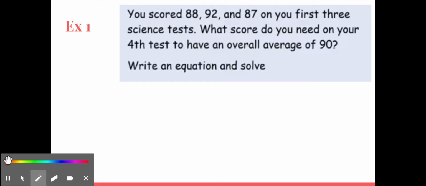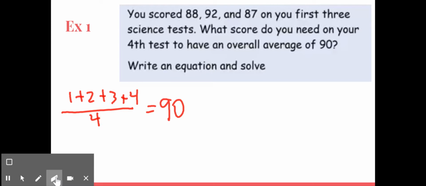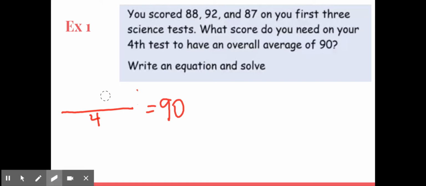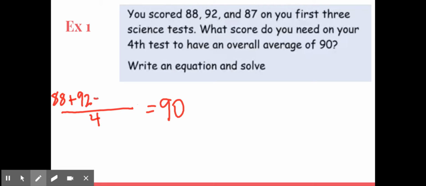So we are going to take all four of those tests, the first test, second test, third test, and fourth test. And we're going to divide it by the fact that there are four tests. We want all of that to add up to get 90. Now, I actually know the scores of those tests, so I can put numbers in their place. So we got an 88 on the first test. We have a 92 on the second. We have an 87 on the third, and we don't know what the fourth one is, but that's okay. We just let it be X.